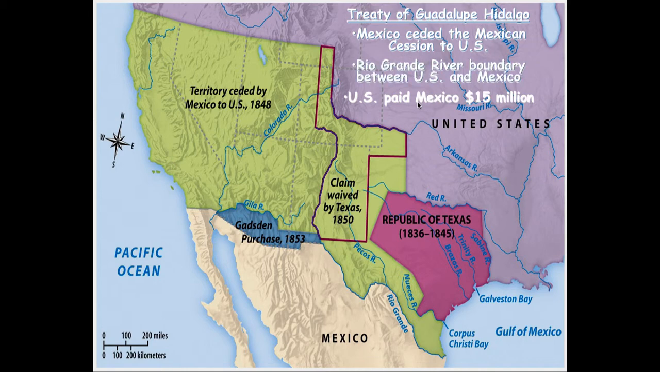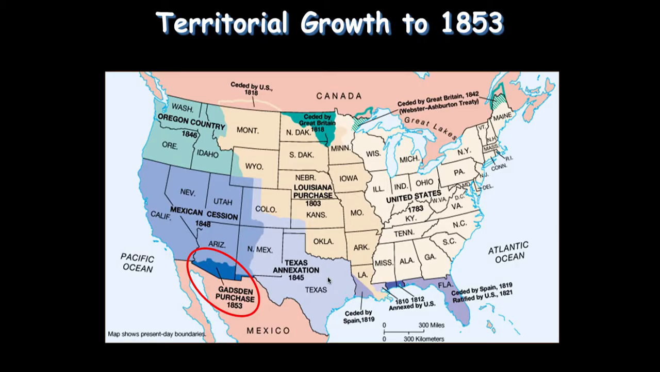The Rio Grande River boundary is going to be between the U.S. and Mexico, which is what the United States wanted initially. And then the U.S. is going to pay Mexico $15 million for people having to move and other things, as payment for part of the cession. And again, here's a more expansive map of territorial growth to 1853.